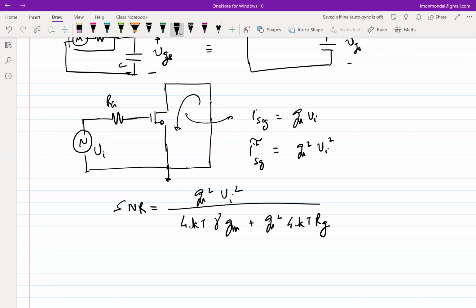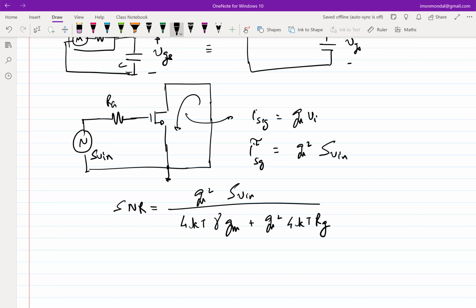Yeah, what you are saying is correct. I should be more careful here. If this is a sinusoid, then GM squared VI squared becomes the total power, right? But let's say the power spectral density of the input, let me refer to it as SV in. In that case, it should be GM squared times SV in, right? All good. So this is a better way of doing it. Thank you. So I should say SV in.